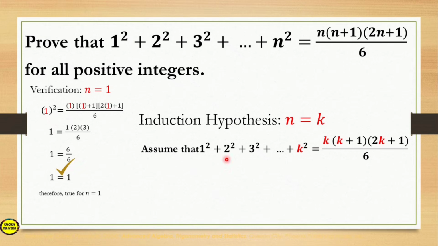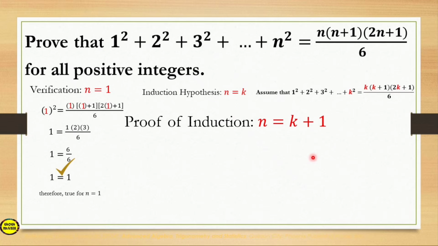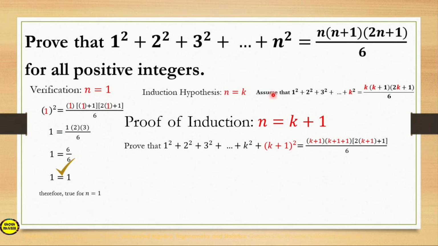So, ipoprove natin, gamit itong assumption natin, for n is equal to k plus 1. Okay, so ipoprove natin using the next step, and this is the last step na yung proof of induction, where n is equal to k plus 1. So, mula dito class, so 1 squared plus 2 squared plus 3 squared plus k squared, ito yon. Idudugtong natin yung k plus 1 since yung n natin, papalitan na natin ng k plus 1. Okay, so idadagdag natin yan dyan.